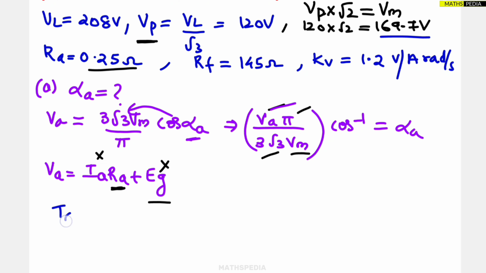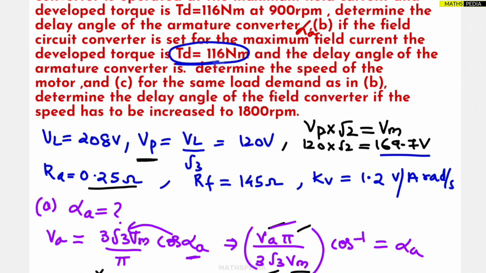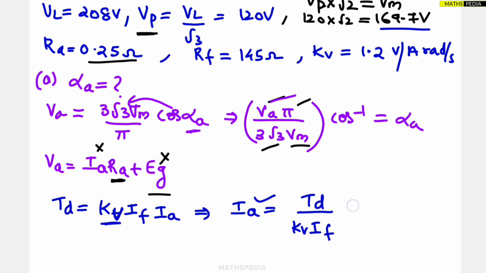TD is equal to KT IF into IA. From this I can see KT is the same as KV. Okay. Torque constant and voltage constant are the same. So IA becomes TD divided by KV into IF. Now in this, IA we have to find out. TD is given. It is said that you have to consider TD as 116.